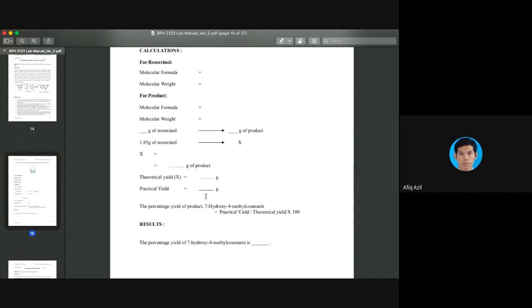So probably I'm going to give you these two values in the Google Classroom as well. Later I will edit some info on there, so you will be able to do the calculation for this part. Okay, to calculate the theoretical yield.